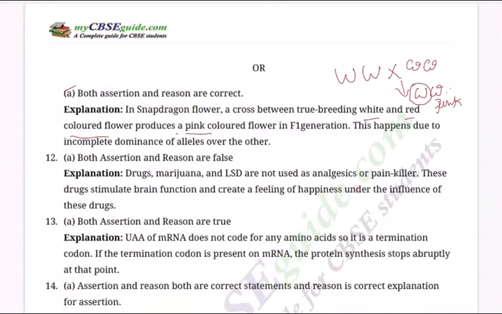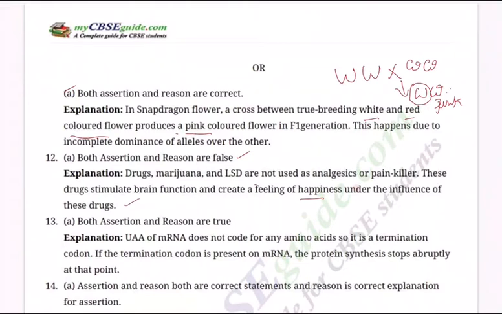Question number 12. Both assertion and reason are false. Drugs like marijuana and LSD are not used as analgesics or painkillers. These drugs stimulate brain function and create a feeling of happiness under the influence of these drugs. That's how both are wrong.